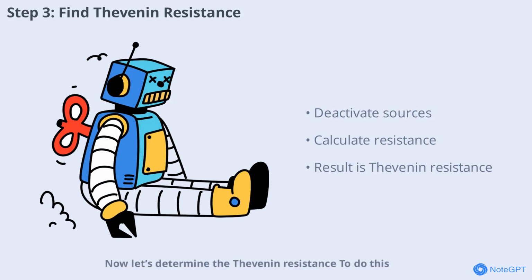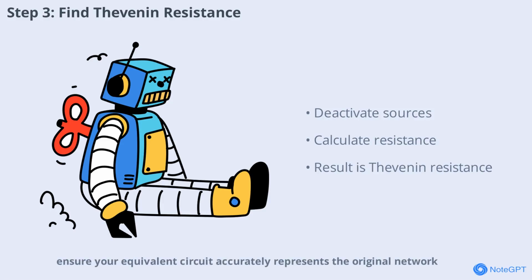Now let's determine the Thevenin resistance. To do this, deactivate all independent sources in the circuit. Replace voltage sources with short circuits and current sources with open circuits. Then calculate the resistance seen from the open terminals. This value is your Thevenin resistance. It's important to follow this process carefully to ensure your equivalent circuit accurately represents the original network. The Thevenin resistance together with the Thevenin voltage forms the complete equivalent circuit.